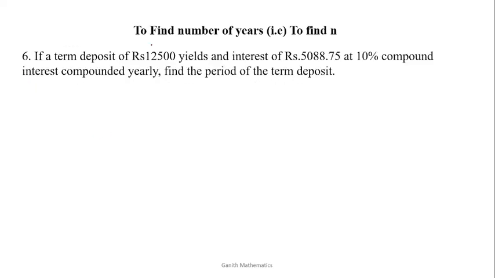If a term deposit of rupees 12,500 yields an interest of rupees 5,088.75 at 10% compound interest compounded yearly, find the period of the term deposit. So now we are going to find the time period. P is equal to 12,500, and the compound interest is 5088.75, and R is equal to 10%. We have to find the number of years, right?